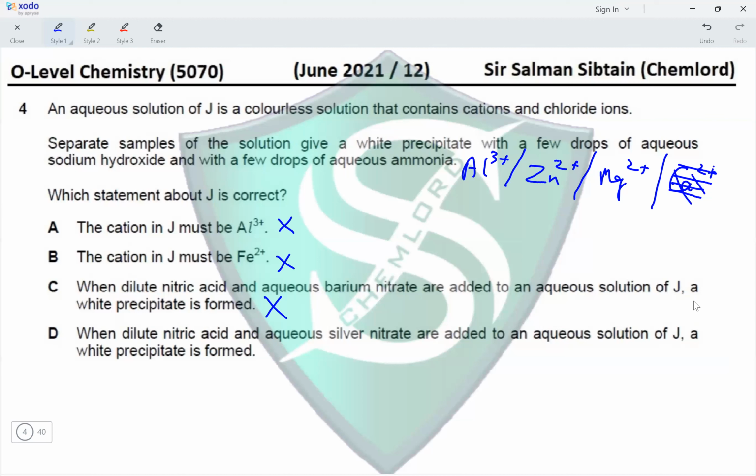So next, when dilute nitric acid and aqueous silver nitrate are added to an aqueous solution of J, a white precipitate forms. Yes, this white precipitate is that of AgCl solid that has formed, silver chloride. And this is a test for the halide ions, of which the chloride ions would give a white precipitate. So option D is the correct option for this question.